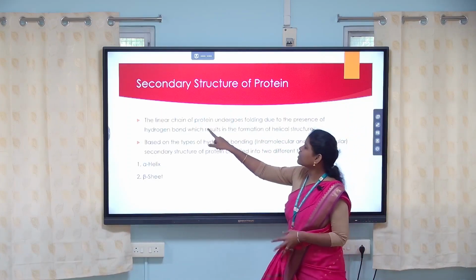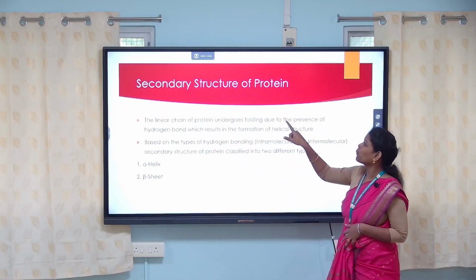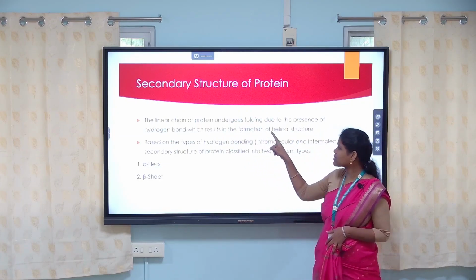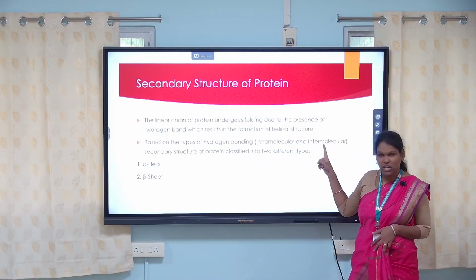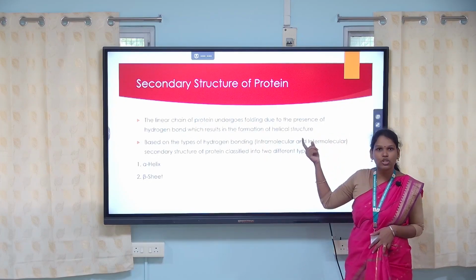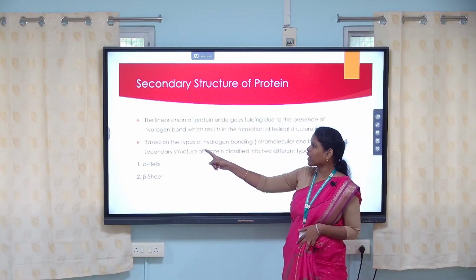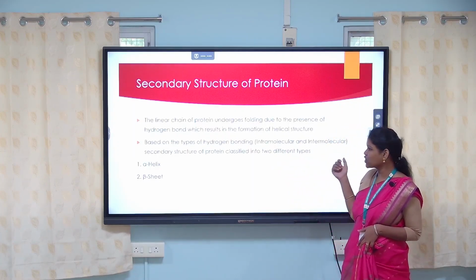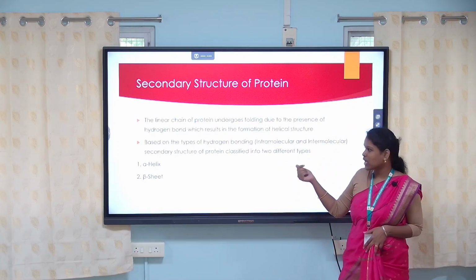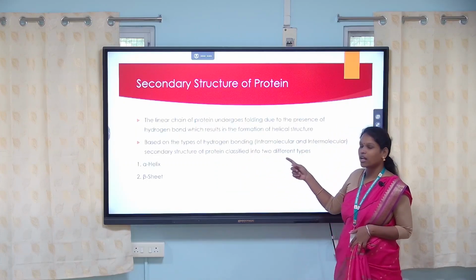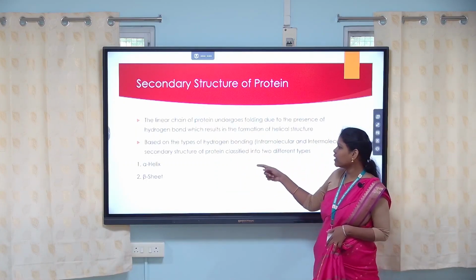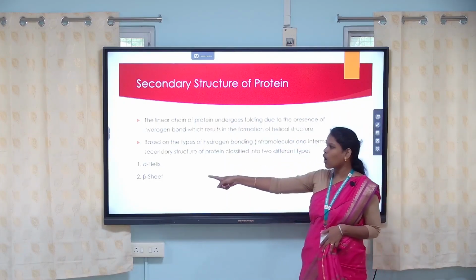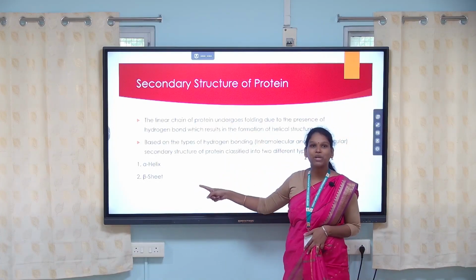The linear chains of protein undergo protein folding due to the presence of hydrogen bonds, which results in the formation of helical structure. That helical structure is formed based on hydrogen bonding of the polypeptide. It may be either an intramolecular or intermolecular structure in the proteins. Based on the structure, it is classified into 2 different types: one is the alpha helical structure, another one is beta sheets.